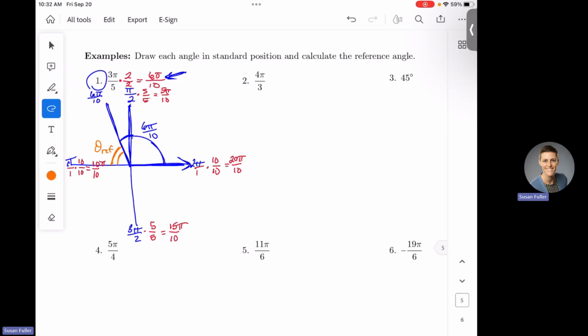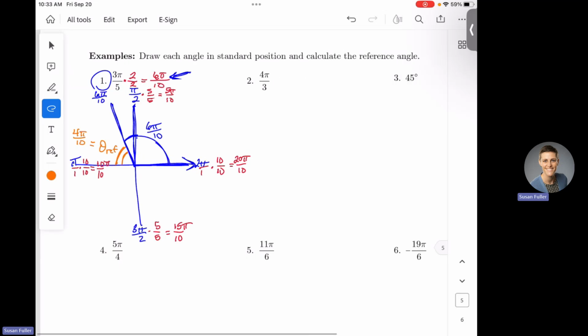So my terminal side is at 6 pi over 10. The x-axis is at 10 pi over 10. So that means that this reference angle takes up 4 pi over 10 radians. That's the amount of space here between 6 pi over 10 and 10 pi over 10. And we can reduce that, 4 pi over 10.